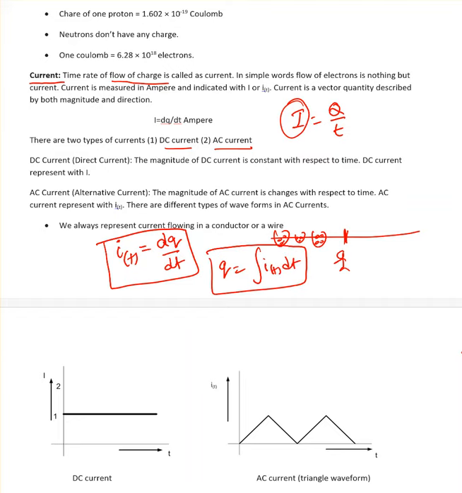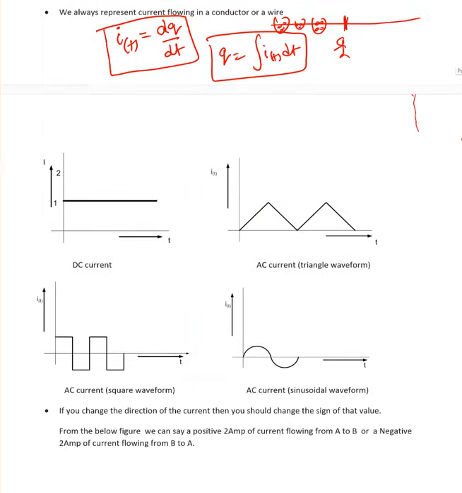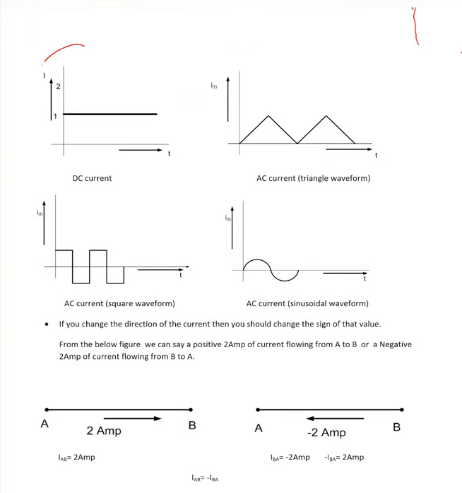Okay, now, as I mentioned, DC current and AC current. If you look at here, this is the DC current. With respect to time, magnitude does not change. Current magnitude is same. Here is AC current. This is a triangle. Okay, it's a square and sinusoidal. Whatever the current coming out of your power outlet is the sinusoidal.